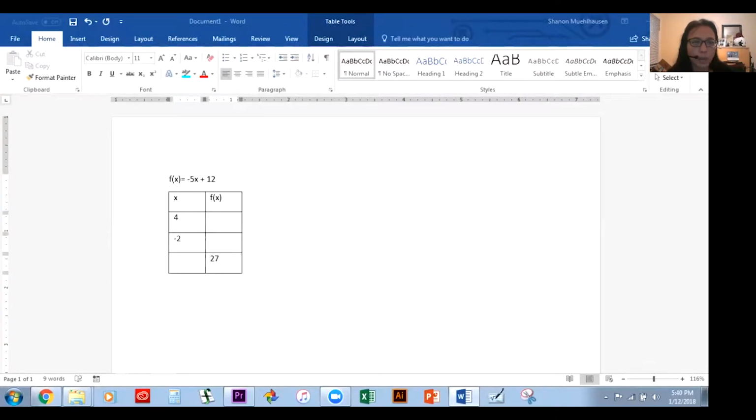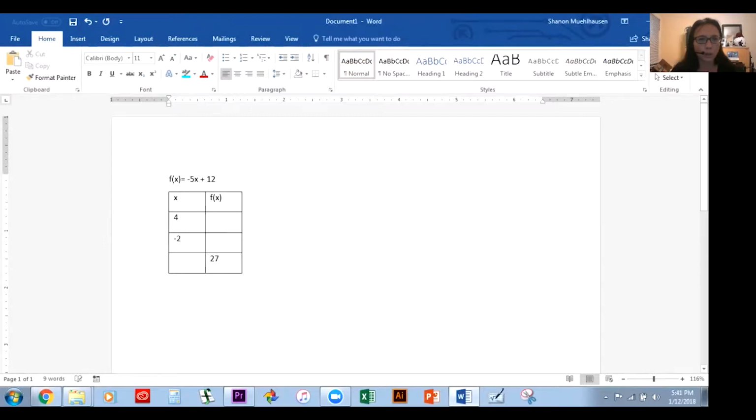Okay, we're going to start with our previous example, which gives a function based on the variable x, which says -5 times x plus 12. Our first value says x is 4, which means we're going to go to the function. We're going to take -5 times x, which in this case is 4, and then add 12. -5 times 4 gives us -20, plus 12 gives us -8.